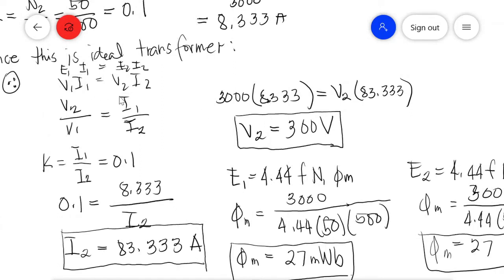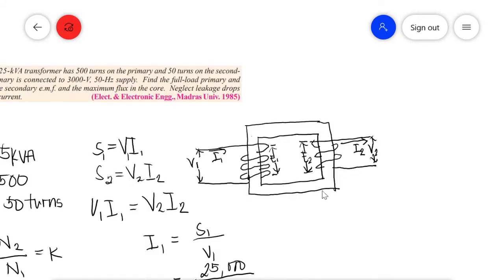Going back to our equation, V1 I1 is equal to V2 I2, we can now get the voltage at the secondary. V1 earlier is 3,000 and our I1 is 8.333. This will be now your circuit in this problem. So V1 is our input voltage, V2 is our output, E1 is the induced EMF in the primary, and E2 is the induced EMF in the secondary. N1 is the number of turns in the primary and N2 is the number of turns in the secondary. I1 enters the transformer, and this will be the mutual flux in the transformer. V2 is connected to the load.